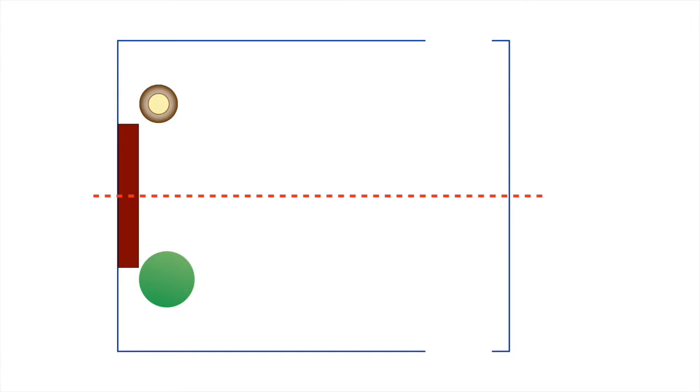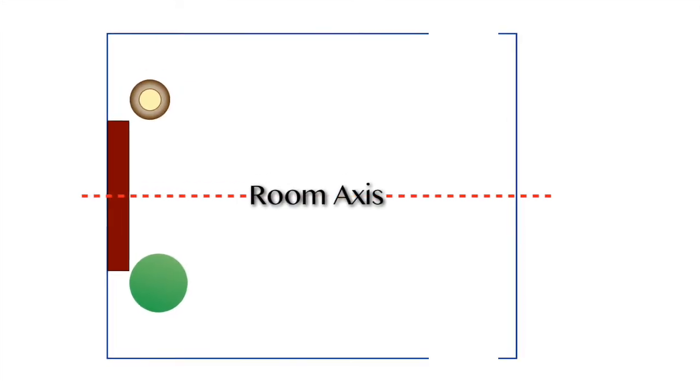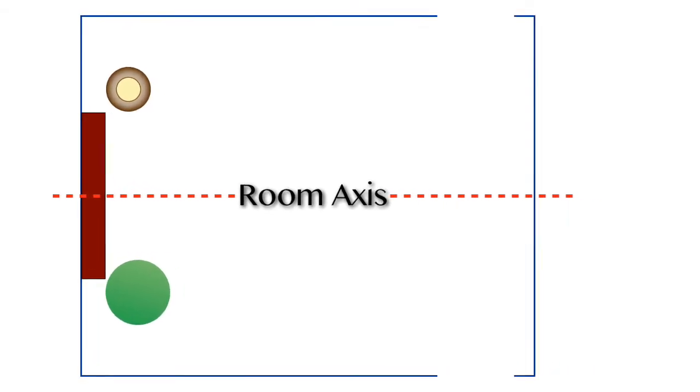Let's look at a plan view of the same room. The fireplace wall has a center line. I'm going to extend that same line across the whole room. I'm calling this a room axis. Now we're going to look at how we would create symmetry and balance using an axis and the entire room.